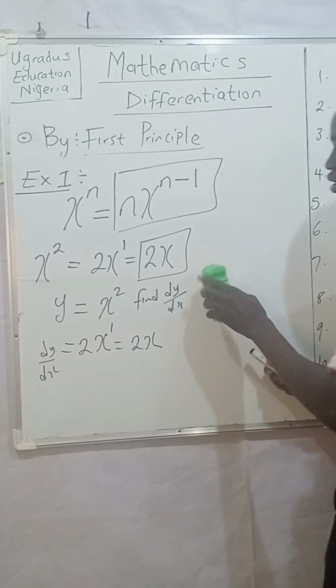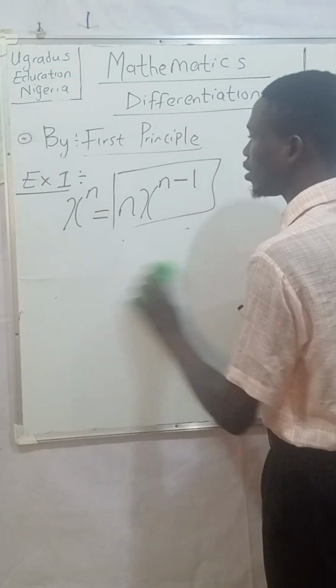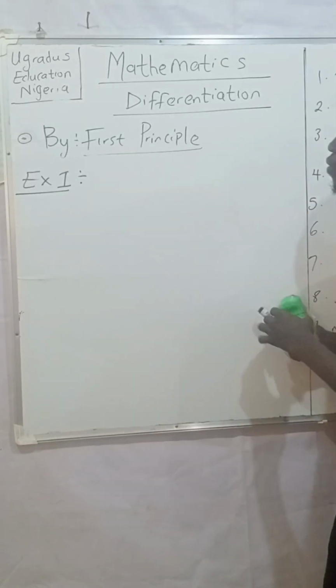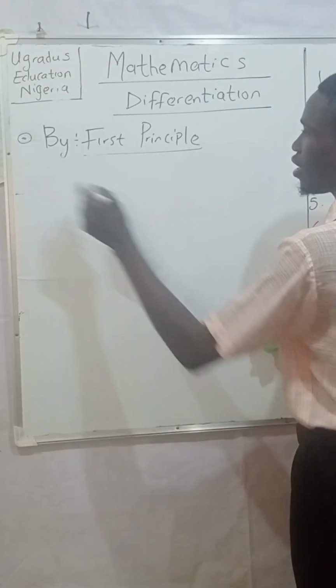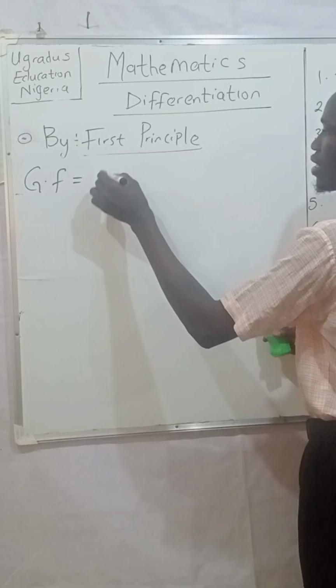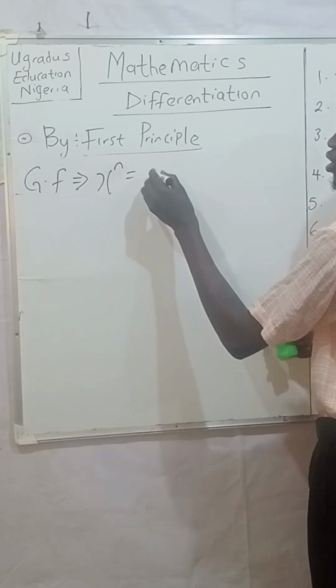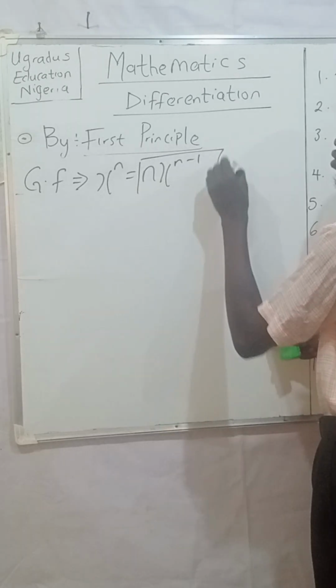All right. Now, you can pause the video and please practice it. Now, let's take another example. Please take note of this general formula. Let me write it somewhere here so that you will not forget. General formula, GF, general formula of first principle. Whenever you have x raised to the power of n, you're going to have nx raised to the power of n minus 1. Please do well to take note of this.